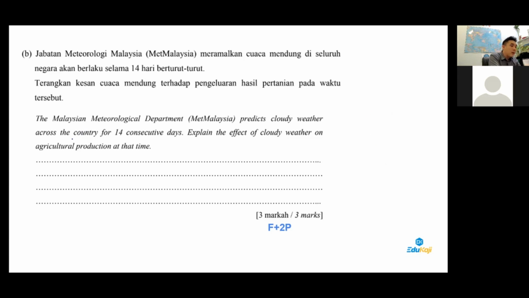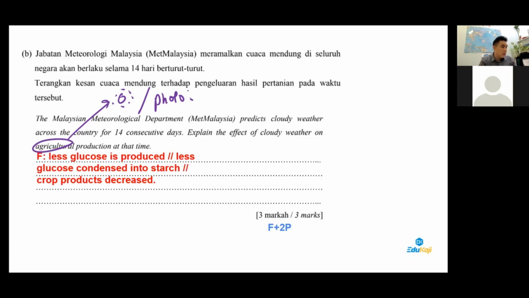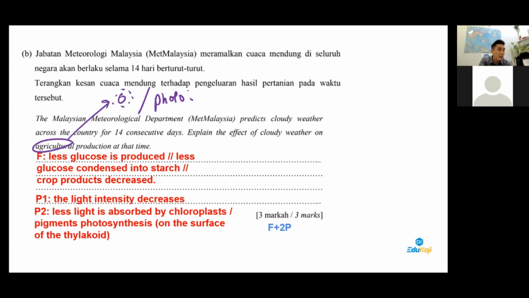So if you see the word agriculture, think of sunlight. Think of photosynthesis, because green plants need sunlight to carry out photosynthesis. So I need you to think, if cloudy weather, is it good for the plants? Definitely no, because less sunlight, less photosynthesis, less crop yield, less energy can be produced, less starch. Okay, so they start with this. Less starch can be produced because light intensity is low, less light can be absorbed.